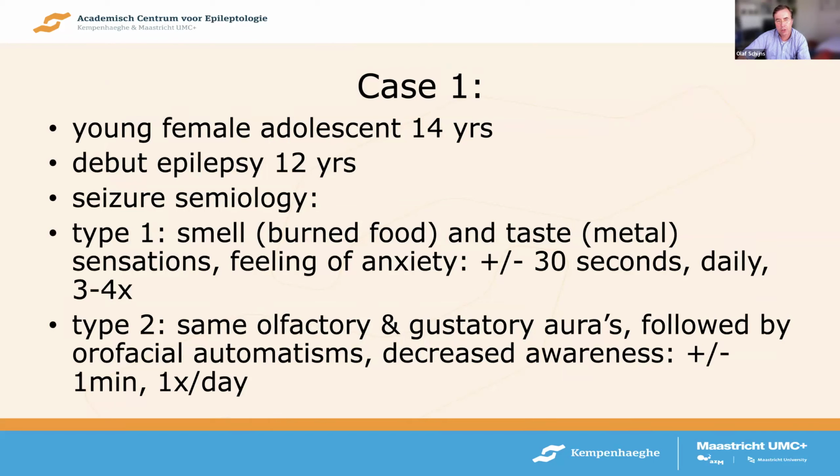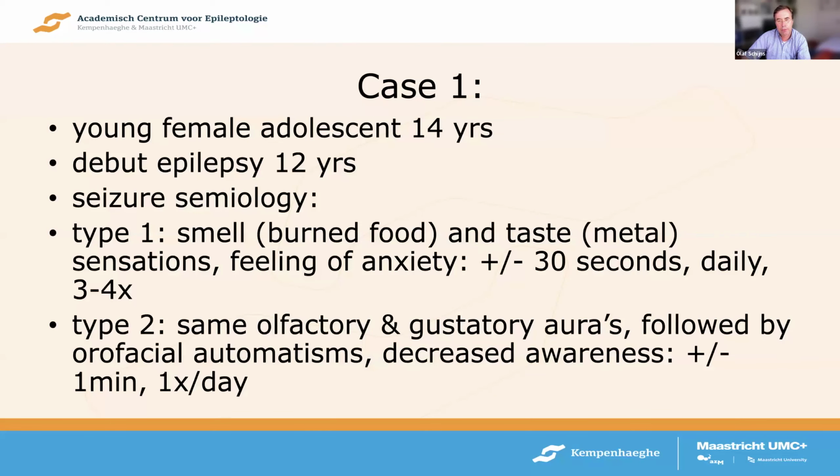Her first seizure type lasted about 30 seconds, 3 to 4 times daily. And she was smelling something which she compared to burnt food, like when the meat is too long on the barbecue. And the taste, she had a metal taste in her mouth. She also had a feeling of anxiety. So there was nothing to be anxious about, but at those moments she was anxious. That was the first type of seizures.